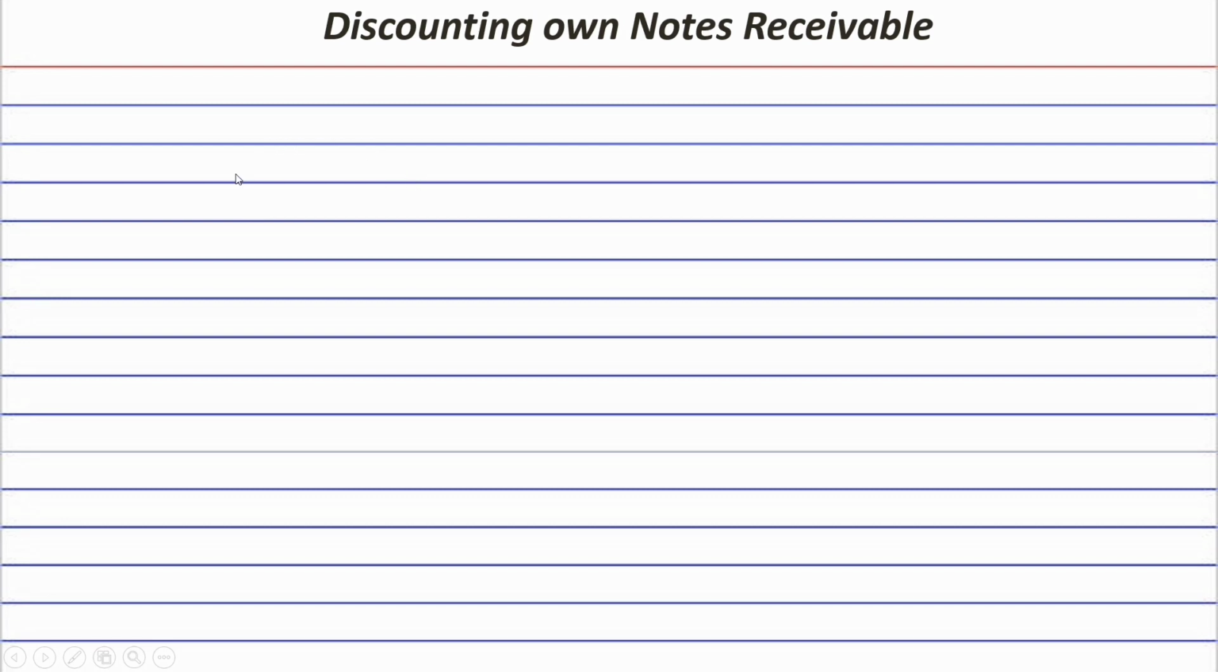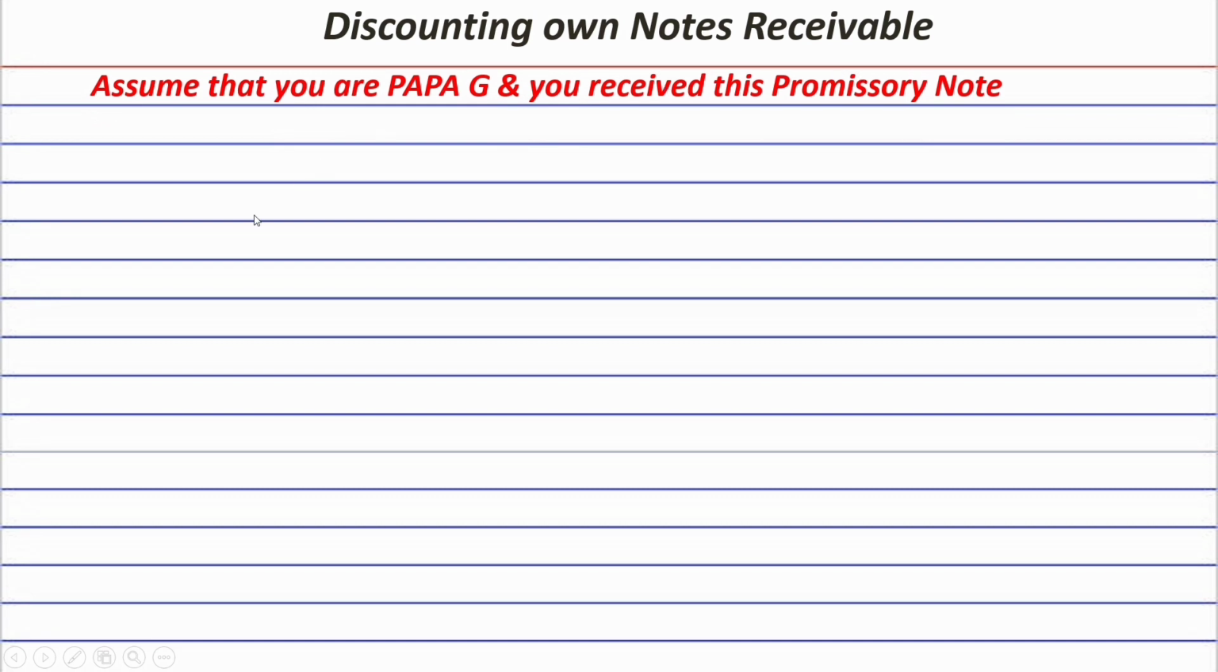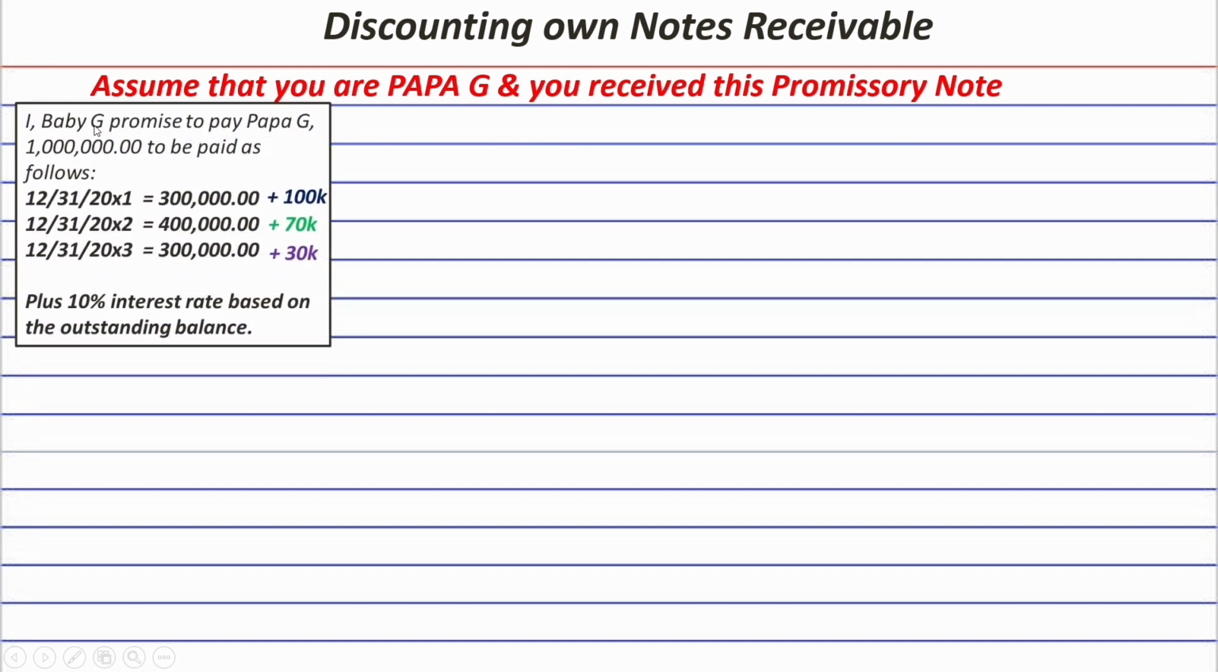Okay? And assume that you are Papa G and you receive this promissory note from Baby G Corporation. Again, you are Papa G. So, Baby G promised to pay 1 million as follows. On 12/31/20X1, 300,000, and on 12/31/20X2, 400,000, and lastly, on 12/31/20X3, 300,000.